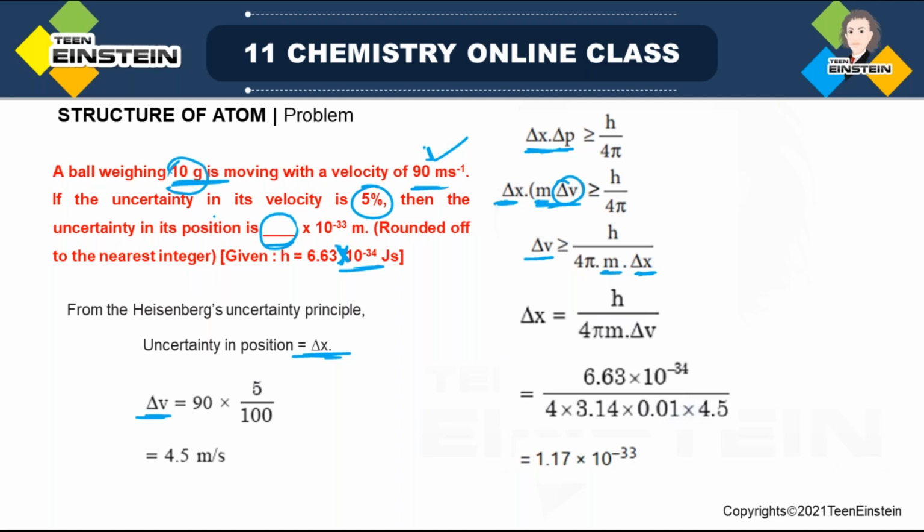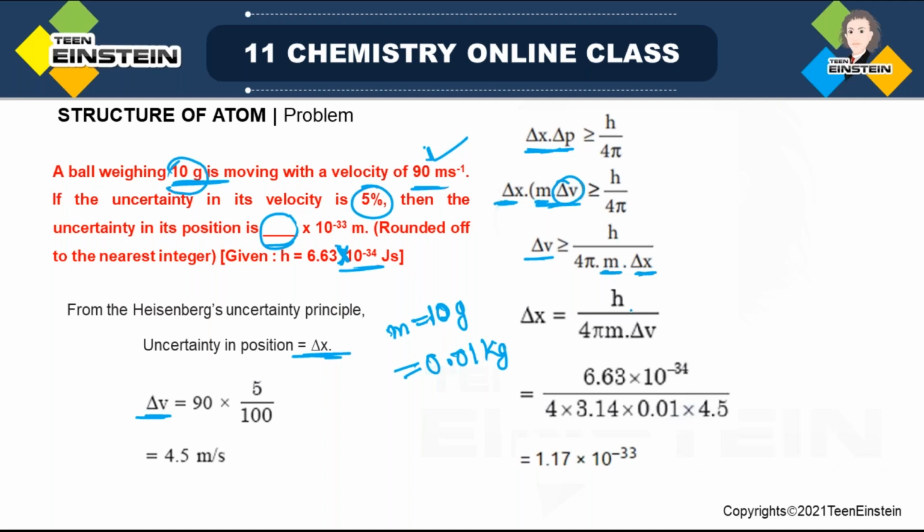Now here m, you have to change the unit. Be very careful. Here m value is given 10 gram, but you have to convert it to kg. So this is equal to 0.01 kg. Be very careful about the units. All should be in SI.